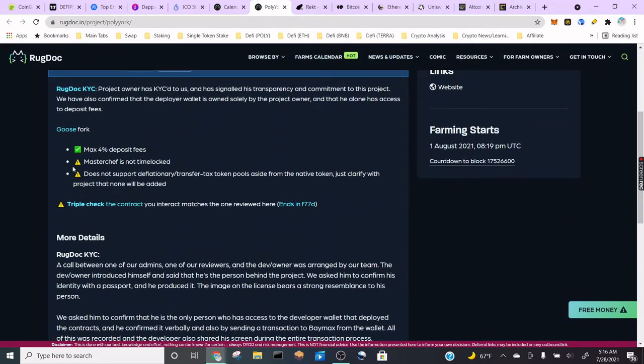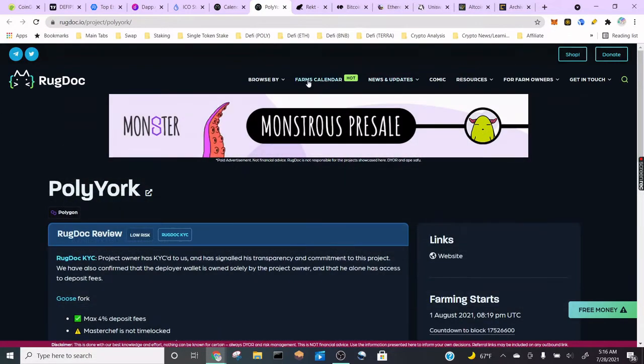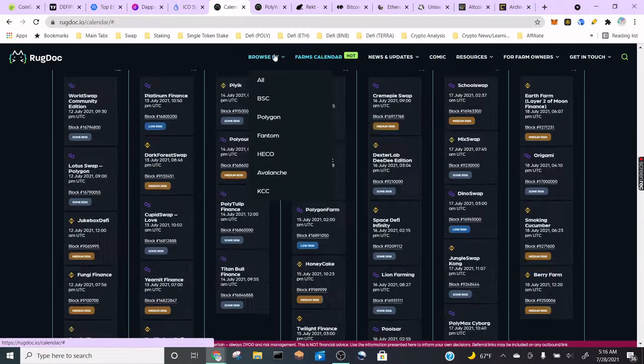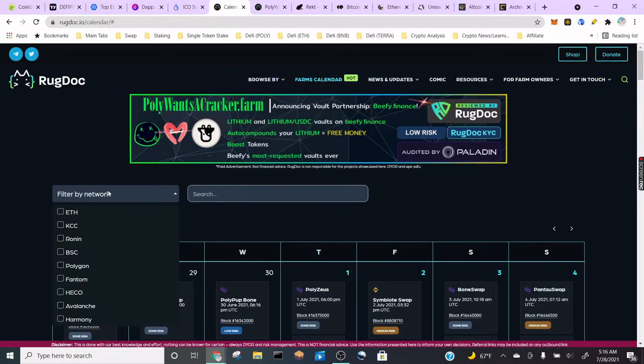chain with transaction fees like I showed before. So you can see max 4% deposit fees. Not time locked. Does not support deflationary transfer tax token pool 7. So that one's okay. It's not the best I've seen, but that's Farms Calendar, so you can check that out, and they have all the different calendars in here of what's coming out.